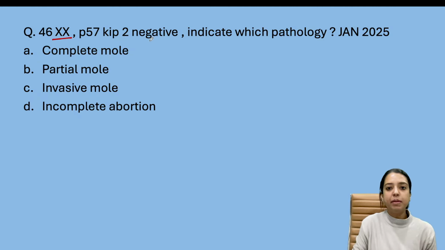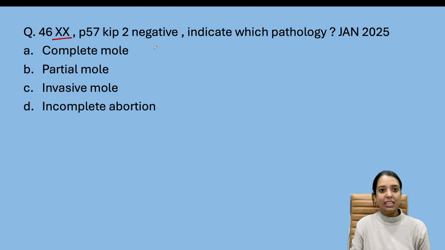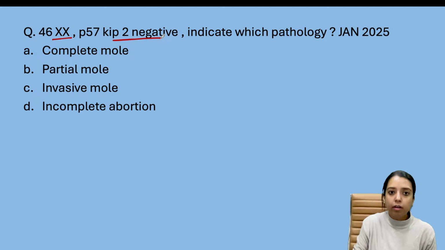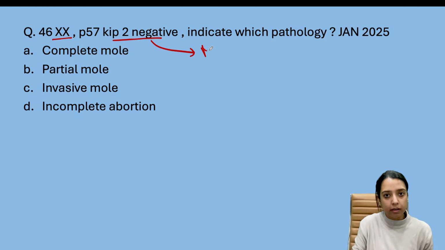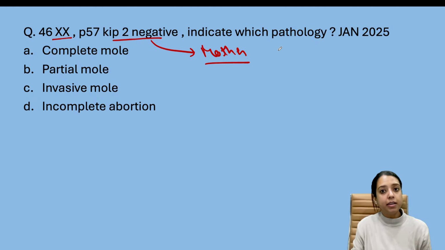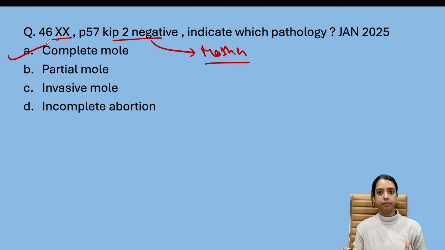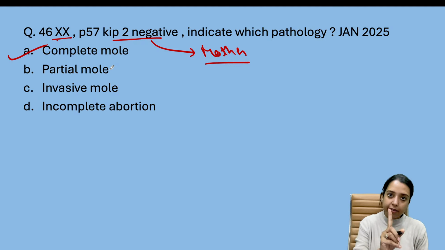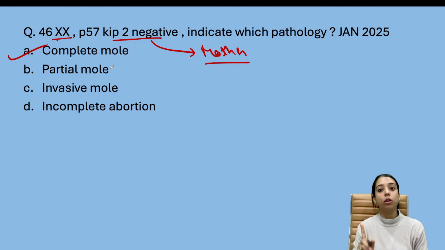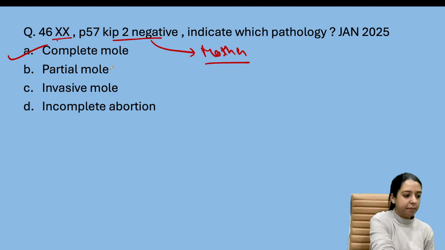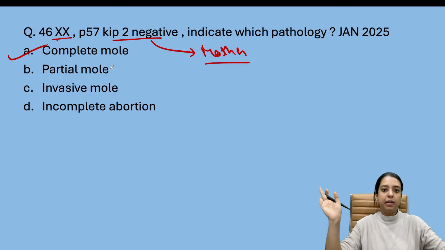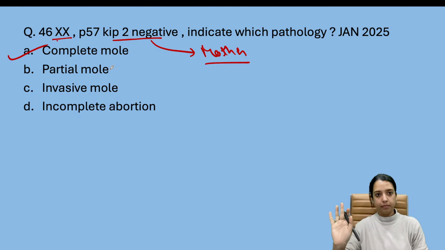And p57 KIP2 negative, which pathology? See, p57 KIP2 is a chromosome marker that comes from the mother. All of us have this marker and it comes from the mother. If it is negative, it means the maternal genome was absent. Diploid but maternal genome absent. What is it? Complete mole. In partial mole, the maternal genome is there. So partial mole is KIP2 positive. It is the complete mole which is KIP2 negative. Very difficult question, but now it has been asked, so you should know the answer. Okay.